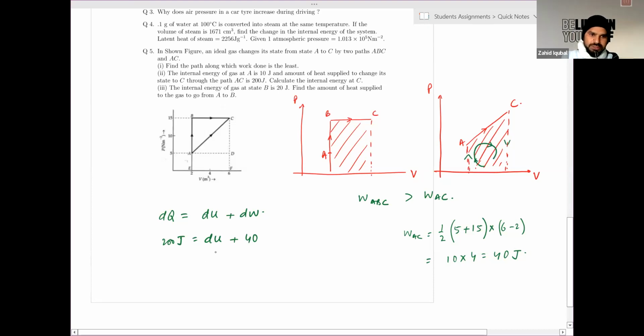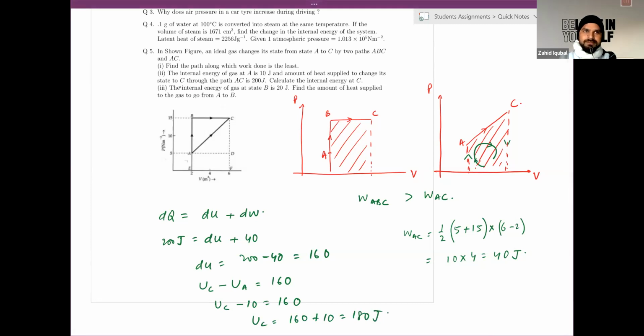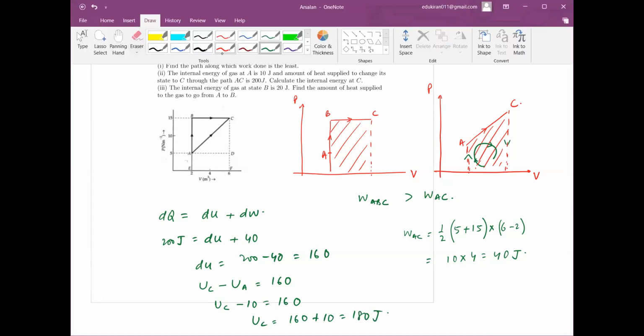So on rearranging, change in internal energy will be 200 minus 40, that will be 160 joule. And this change in internal energy will be internal energy at final state minus internal energy at initial state, equal to 160. At point A, we have internal energy 10 joule. So internal energy at point C we have to calculate: UC is equal to 160 plus 10, that will be 170 joule. Is it clear? Okay, just 1 minute.